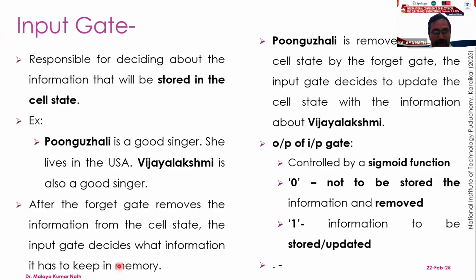So this input gate will decide which information has to be passed into the memory. In the same way, Pungrali is removed from the cell state by the forget gate, and the input gate will decide to update the cell state with the information about Vijalakshmi. So now, what is the output of the input gate? The output of the input gate can be controlled by a sigmoid function. That means if the output is equal to 0, it is not to be stored, that information has to be removed. If 1 is the output, then this information has to be stored.